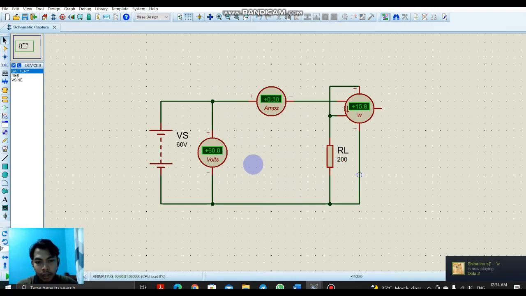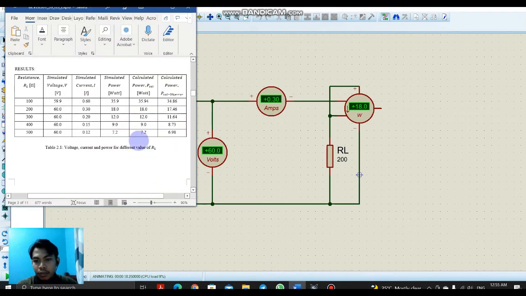Right now the meters show the values for the resistor of 200. For the voltmeter we have 60 volts, for the ammeter we got 0.3 amps, and for the wattmeter we got 18 watts. Here is the result for the full simulation. We got the results for the resistance of 100, 200, 300, 400, and 500.